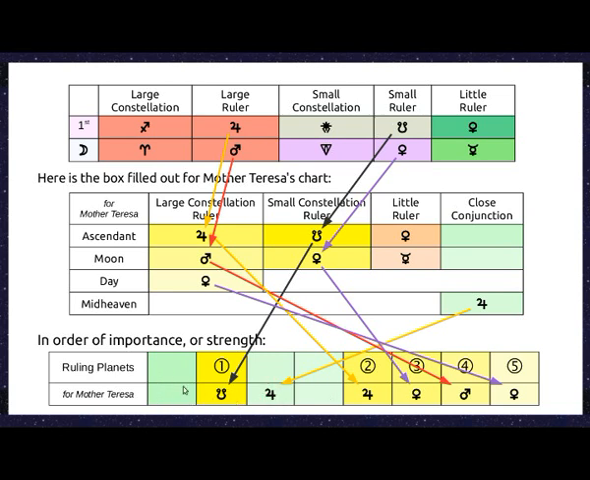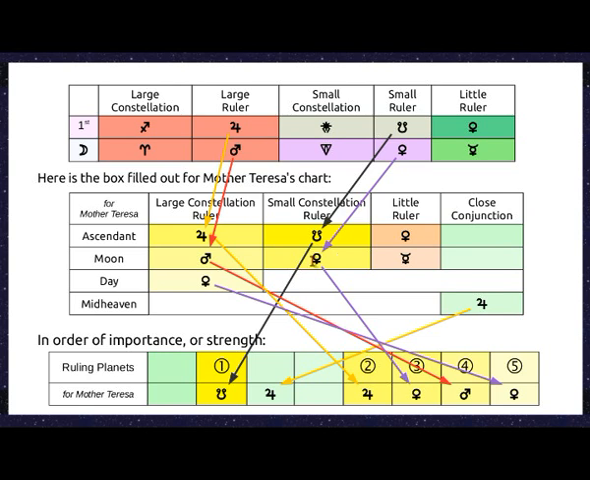She doesn't have anything conjunct her ascendant. If she did, it would go over here. She also doesn't have anything very closely conjunct her moon, and that planet would come here. So if there's a planet here, it would go here. If there's a planet here, it would go here. Then the second, number 2 position is Jupiter, because her ascendant is in Sagittarius, ruled by Jupiter, so Jupiter comes right here in the number 2 position.